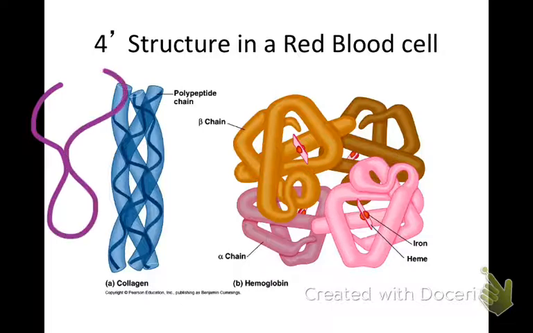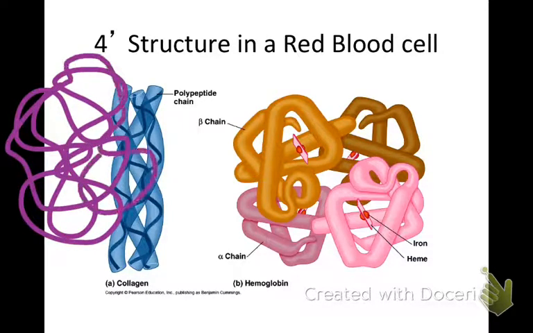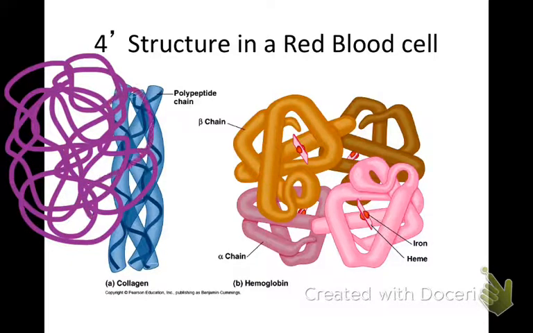So we're just going to draw this. This is what a quaternary structure looks like. It just looks like a big old ball of yarn. It kind of looks like a little bit of a blob, like over here. Draw a blob. That's quaternary.